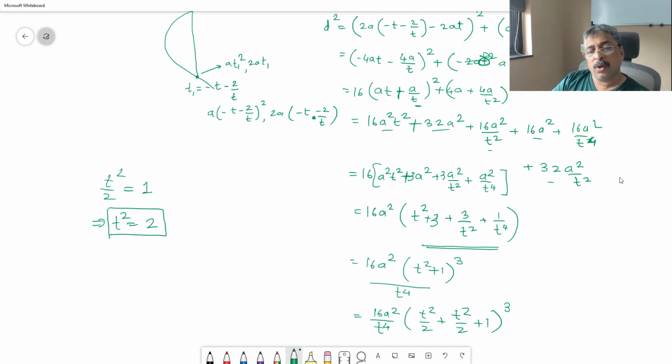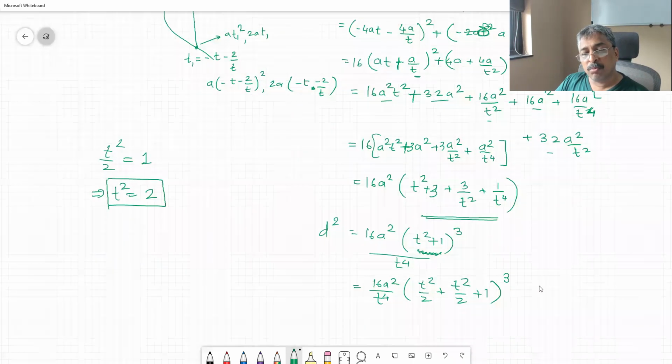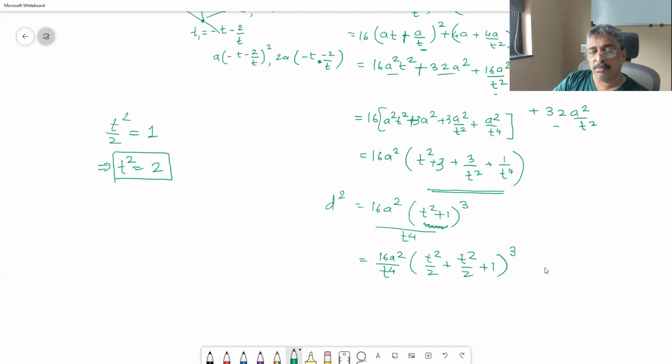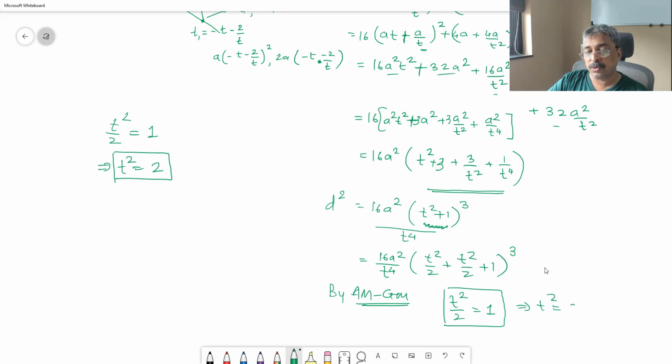And now if we want to minimize this distance square, then we have to minimize this (t square plus 1) bracket cube, and hence we write it as t square by 2 plus t square by 2 plus 1, and say that this quantity, the bracket cube, will be minimum by AM-GM inequality. All three of them should be equal. T square by 2 should be equal to 1. That is the condition that we get, which is t square is equal to 2 and t is equal to plus or minus root 2. So if t is equal to plus or minus root 2, then we will have the shortest normal chord, and its distance we can find out now.